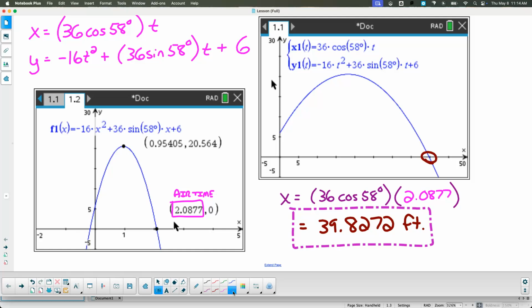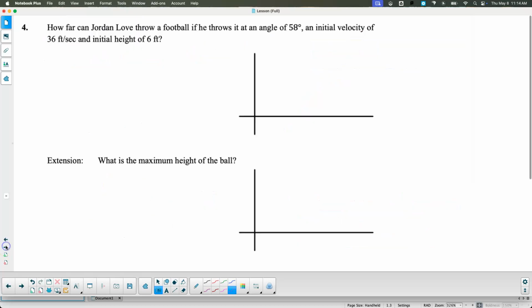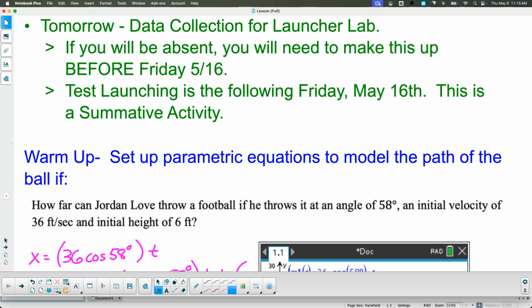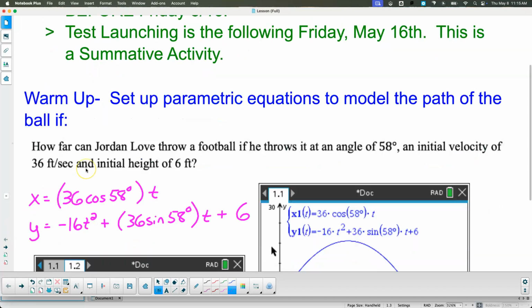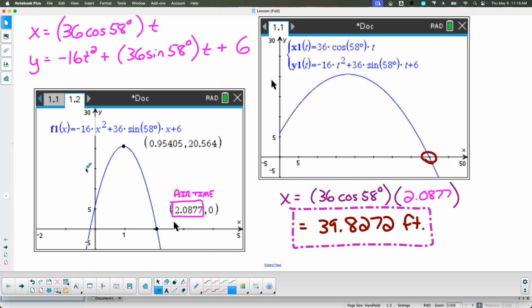Questions, comments, concerns, clarifications? We did all that already. Maximum height of the ball, we said was, let me scroll back down to it. We said the maximum height was 20.564 feet.